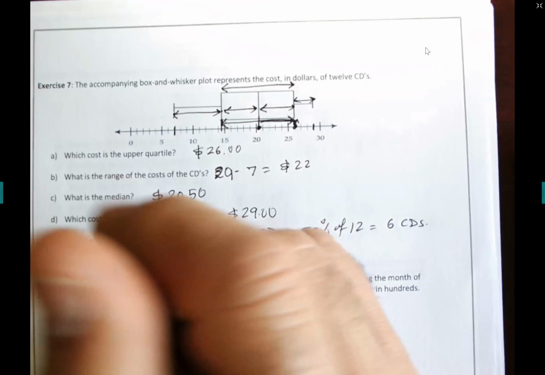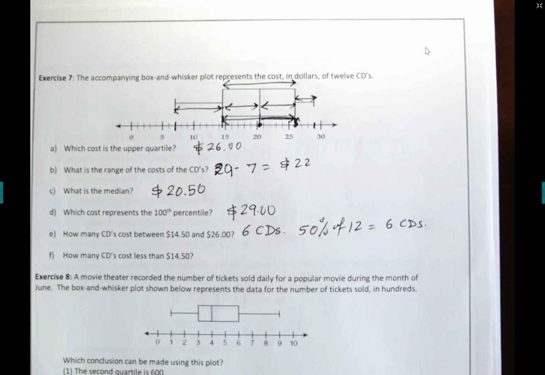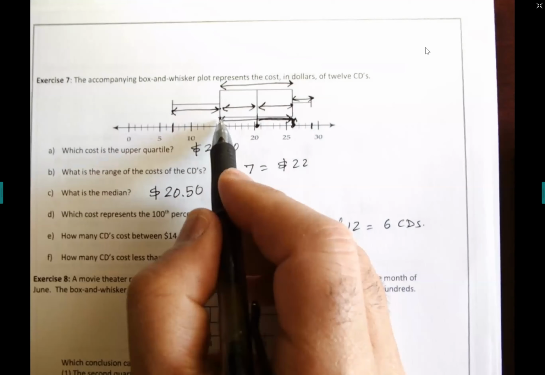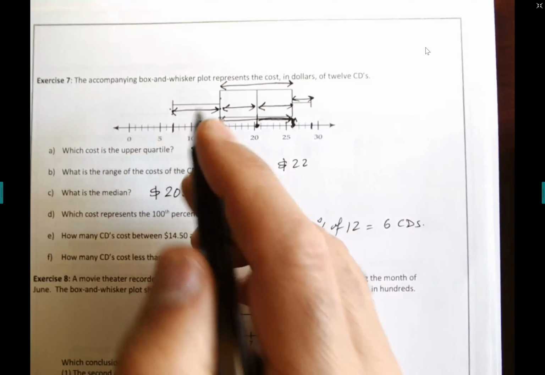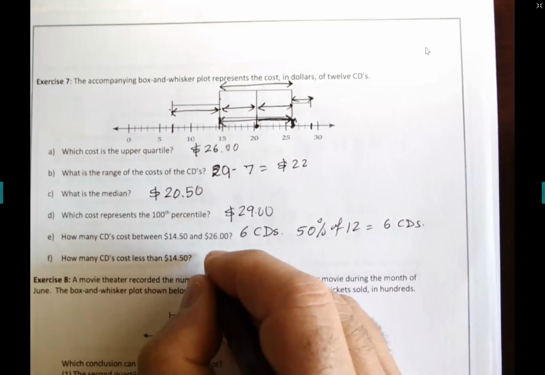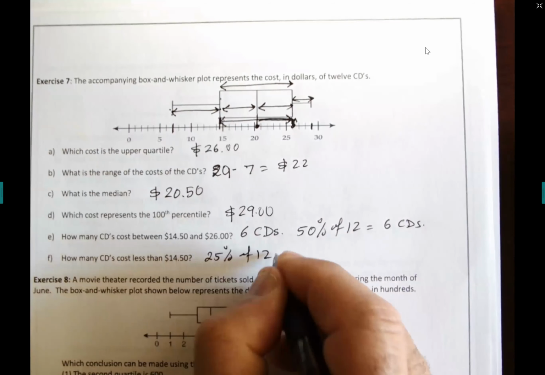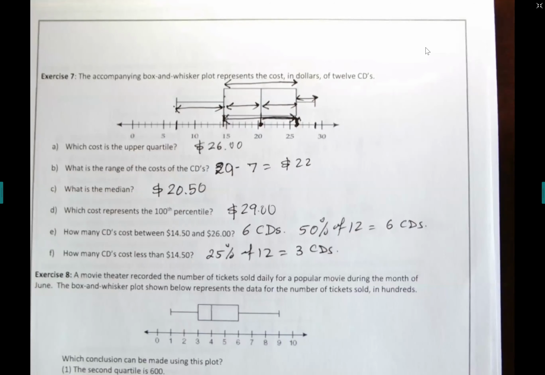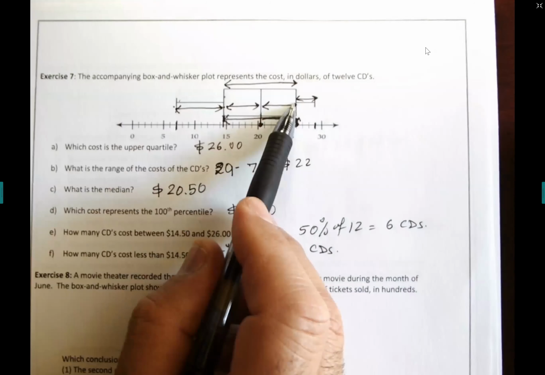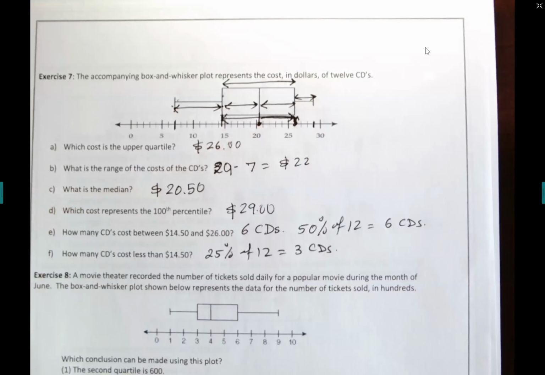Then that's going to make it easy to answer how many CDs cost less than $14.50. Well, $14.50 is right here, guys, and less there will be the first quarter. So it's a quarter, 25% of 12, which is 3 CDs. And think about it, guys. 3 CDs here, 6 CDs there, that's 9, and then another 3 there, that's 12. That will give you the whole thing. Okay, next question.